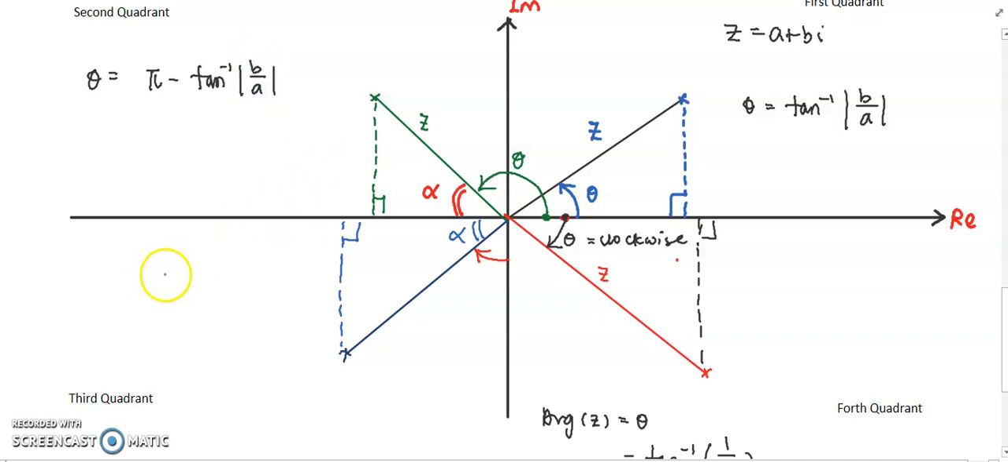And if it is in the third quadrant, the angle is measured following the direction of the clockwise, from the positive real axis to the line. Then don't forget the answer must be negative: negative of pi minus arctangent modulus of b over a. And for the fourth quadrant, your argument theta is equal to negative arctangent modulus of b over a.